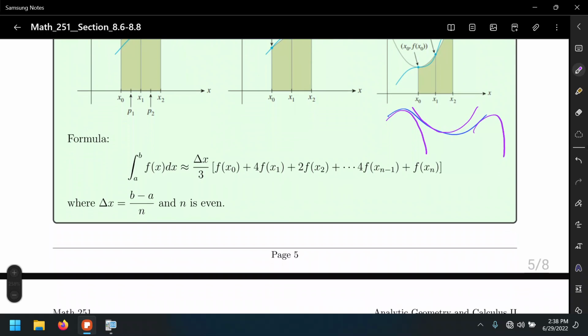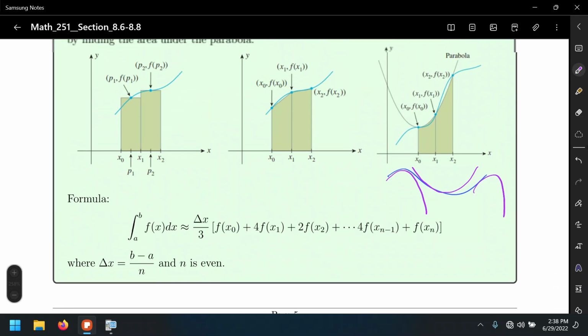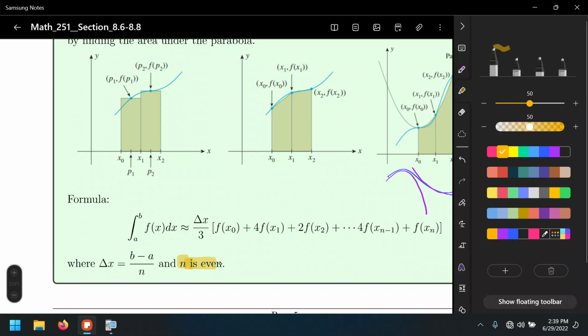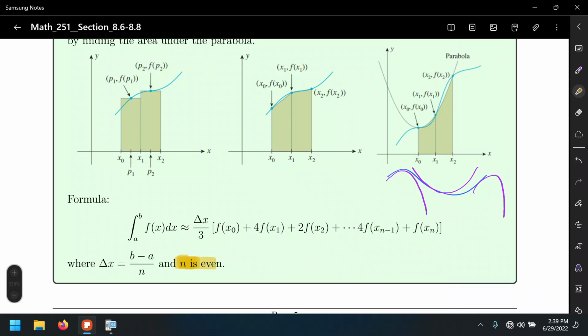And the formula is very similar to that of the trapezoid rule, but instead of dividing this delta x by 2, we divide it by 3. That's one difference. The other difference is that in this case we need to have an even number of subdivisions, because we want to make sure that the middle terms in the expansion inside these brackets get 4, 2, and the second to last is also a 4. If we have an odd number, then we cannot end this at 4. So that's why we have to get an even number.